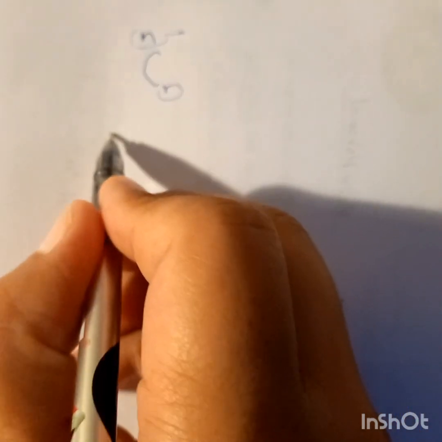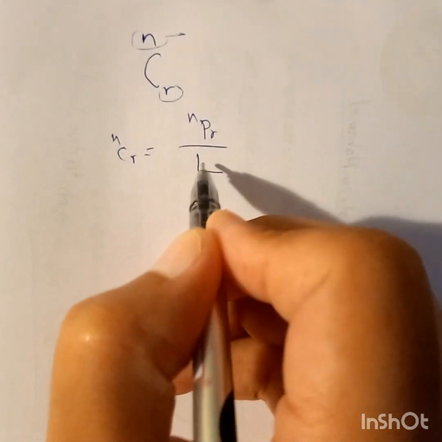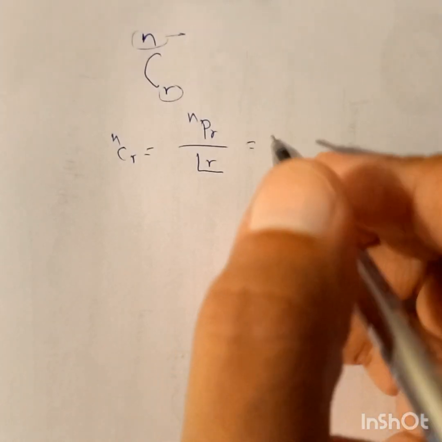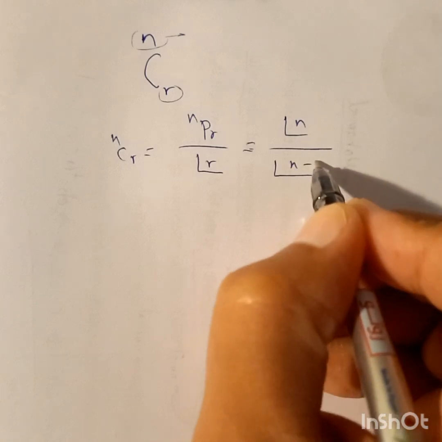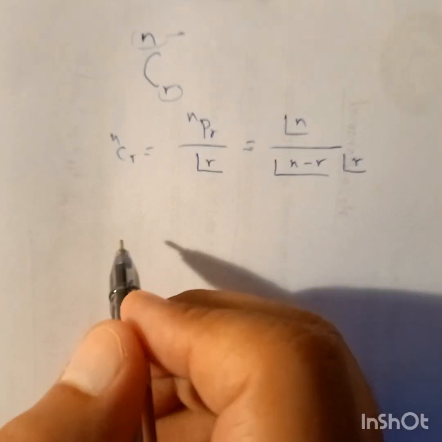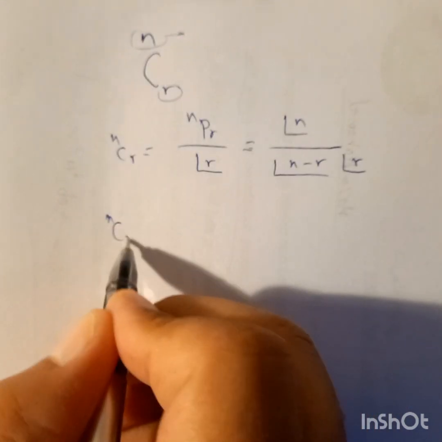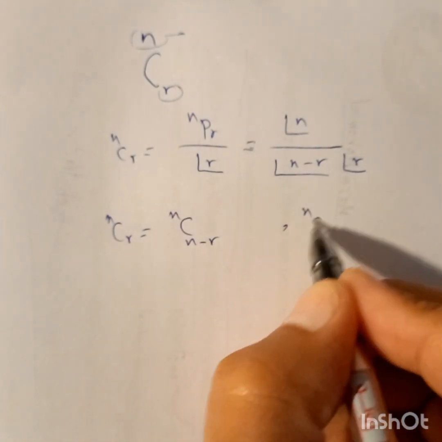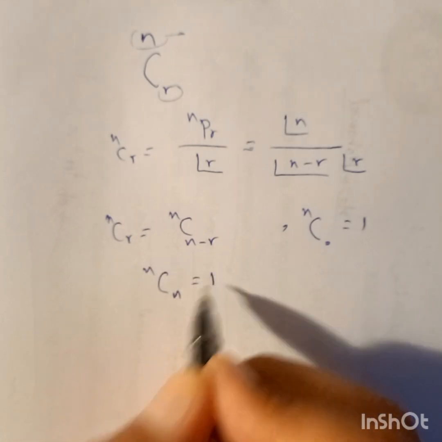Algebraically, nCr equals nPr divided by factorial of r, where nPr, the permutation, equals factorial of n divided by factorial of n minus r, and then we divide by factorial of r. We have some notes or rules relating to combination: nCr equals nC(n minus r), nC0 equals 1, and nCn equals 1 as well.